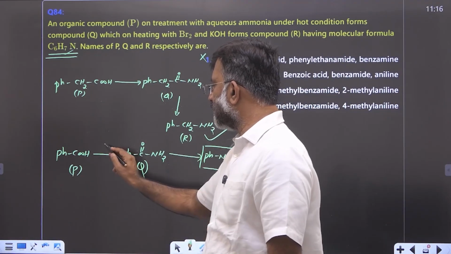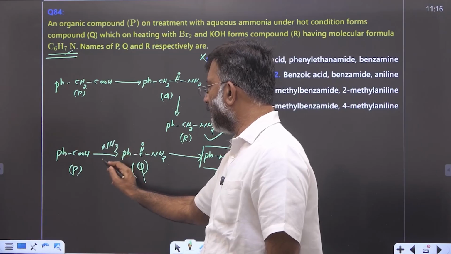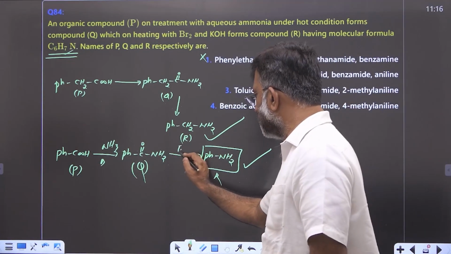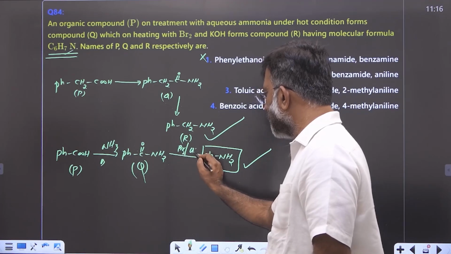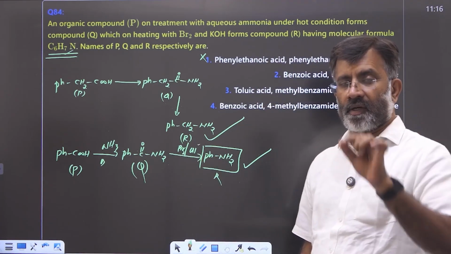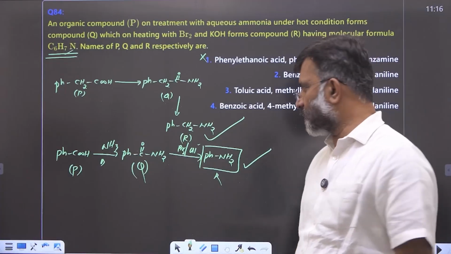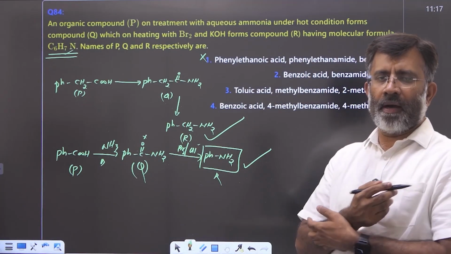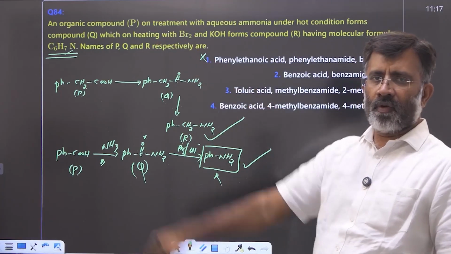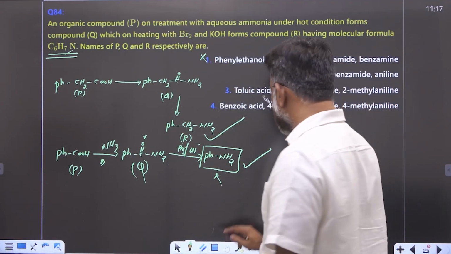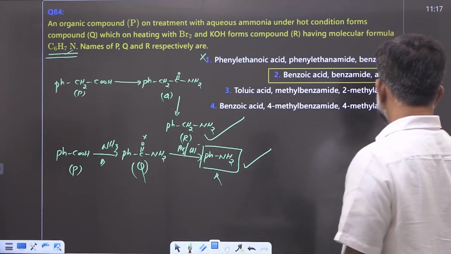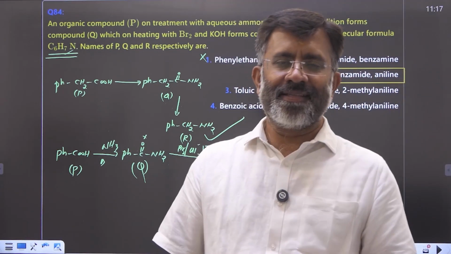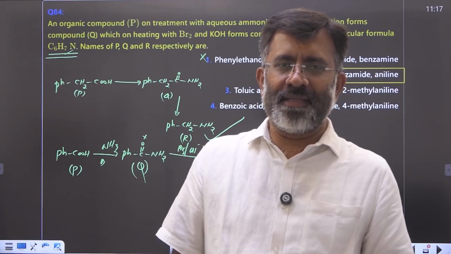So the reaction is benzoic acid treated with ammonia and heating. You get benzamide, that is Q. Benzamide with bromine and alkali gives a degradation reaction, Hofmann's degradation reaction, and the CO is lost. You get PhNH2, aniline. Aniline is what the formula given. Second choice is the correct answer. Clear? You may please verify the third and fourth, how they are not becoming the answer.